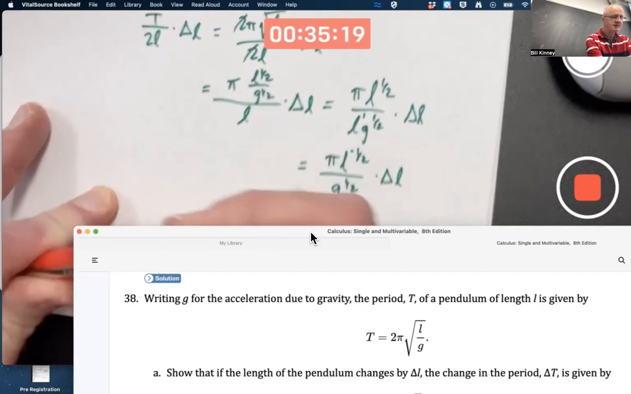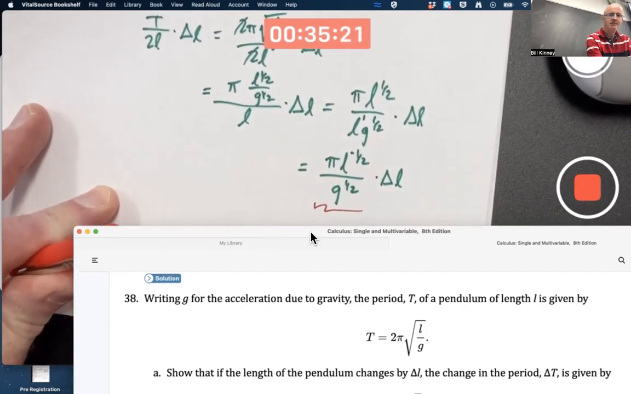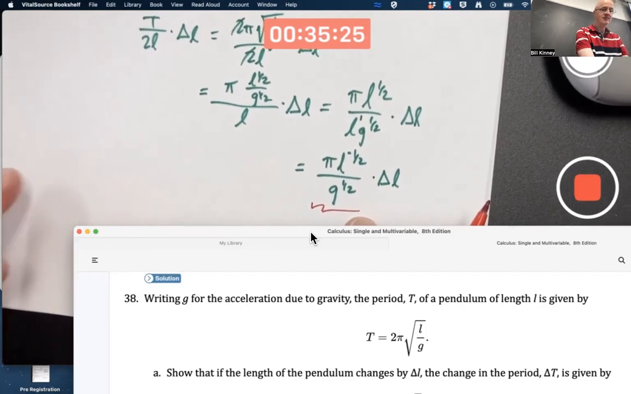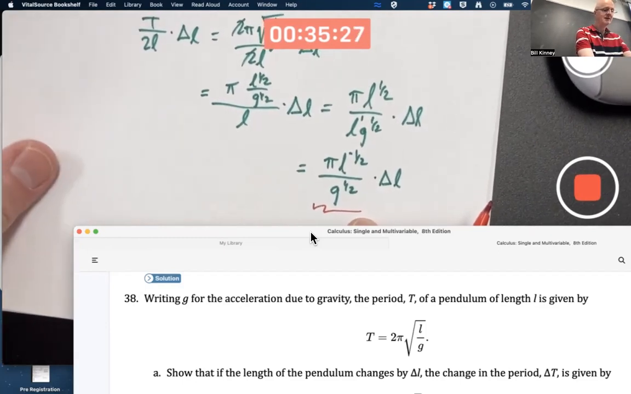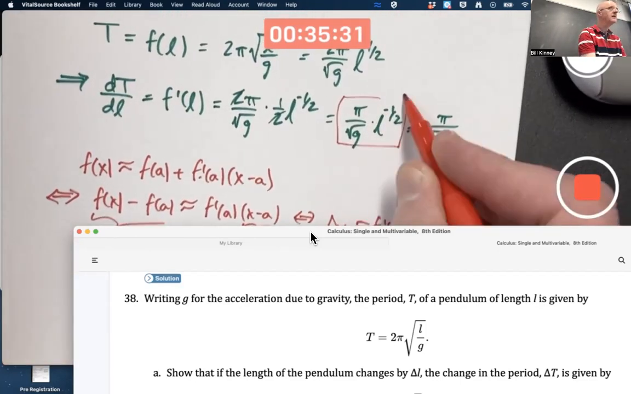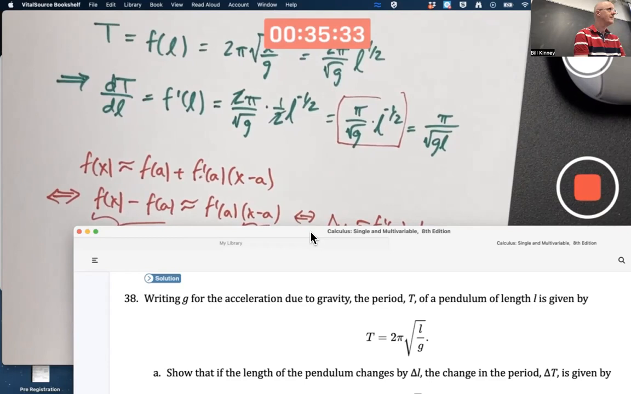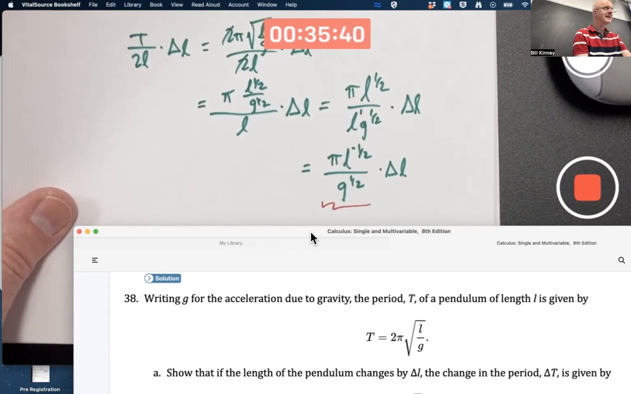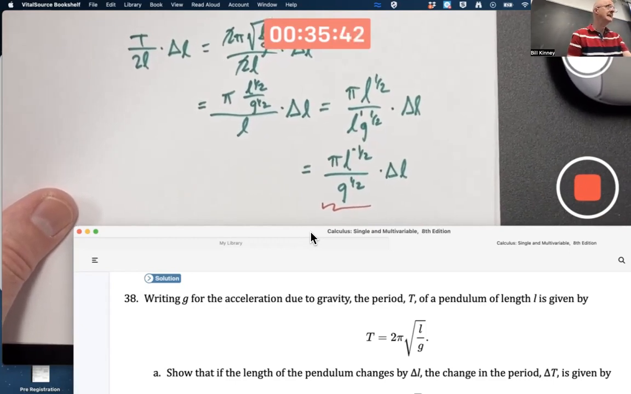This thing right there is the derivative we got earlier. Look, take a look at it. Pi L to the negative 1/2 over G to the positive 1/2. That is the same as this. Seems like magic, but we did get it. It's not magic, it's just tricky.